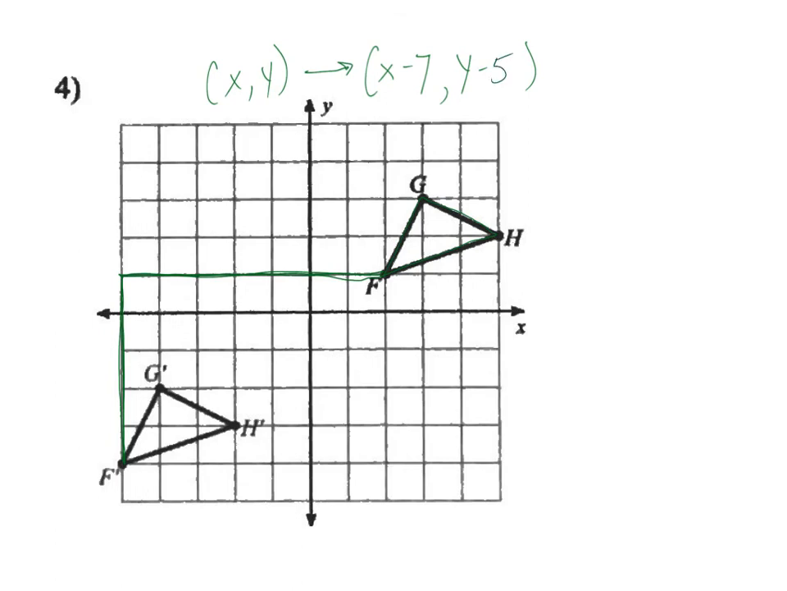And again, to make sure that the image is congruent and everything is sliding over the same amount, we got to make sure that it does the same thing from G to G prime. So we count 7, 1, 2, 3, 4, 5, 6, 7, and then down 5, 1, 2, 3, 4, 5. We're at our new location, which is denoted with G prime. And we could do the same thing for H, over 7, down 5, and we have our new image location. So that's our new written rule for our translation, our slide for us here.